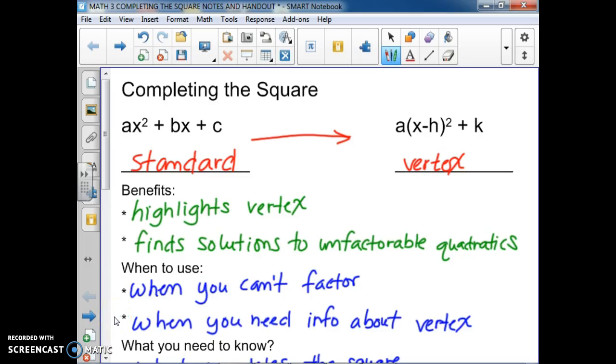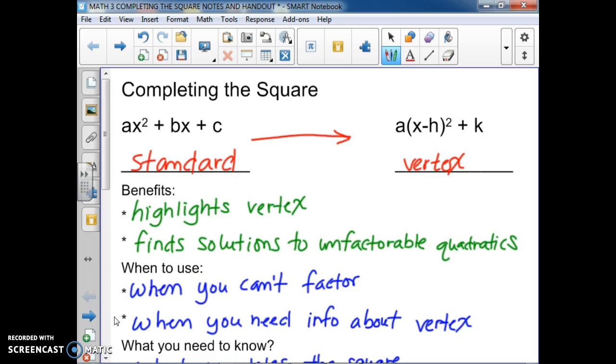This video is going to be on completing the square. Completing the square is just another method that we use to solve quadratic equations. So far you guys have learned how to solve quadratics by factoring and by square roots, and you've even solved quadratics that have complex square roots. And now we're just moving on to completing the square.